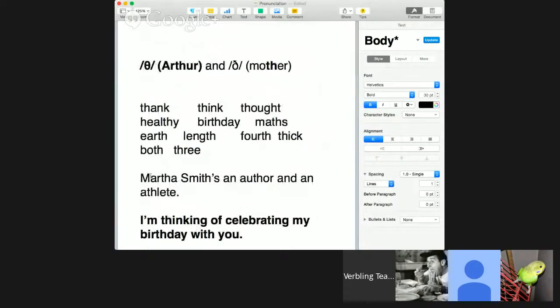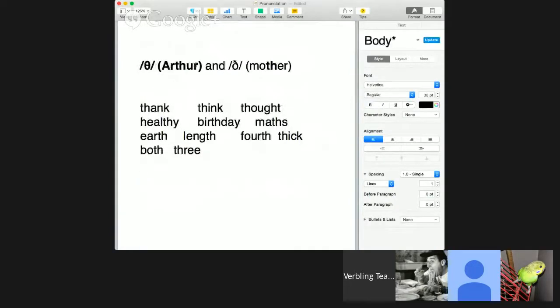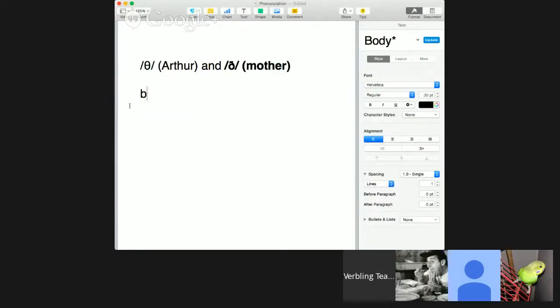Congratulations. Okay, we're going to delete this, and we're now going to move on to this sound, the one that we find in mother. So this is the same sound with your tongue, but you must voice it. You have to use your vocal cords as well. So I'm going to give you exactly the same type of thing. I'm going to start off with lists of 3. So microphones off.